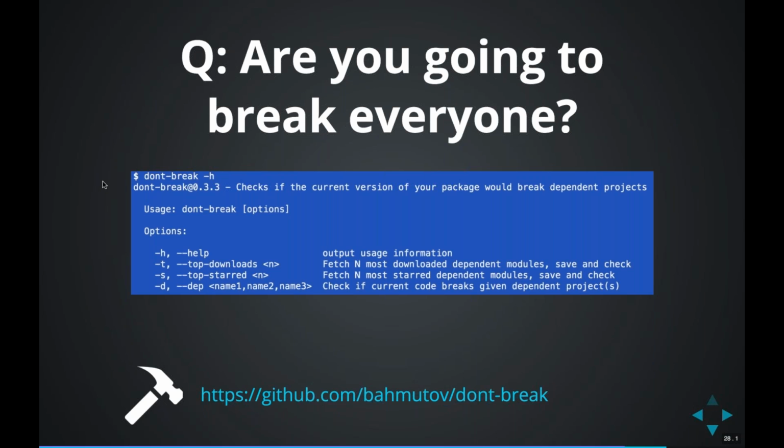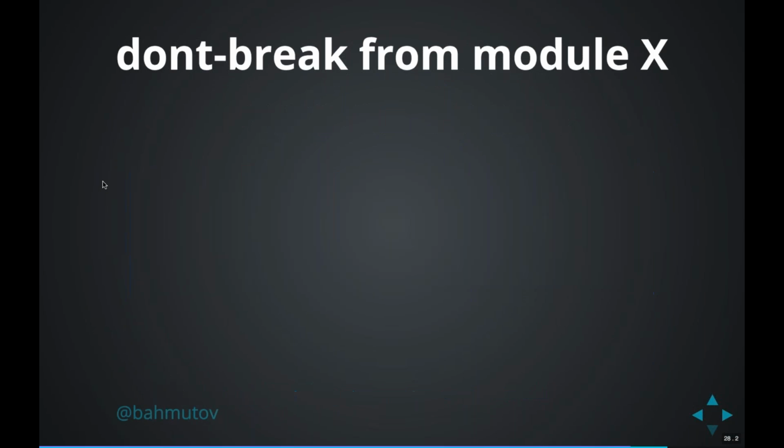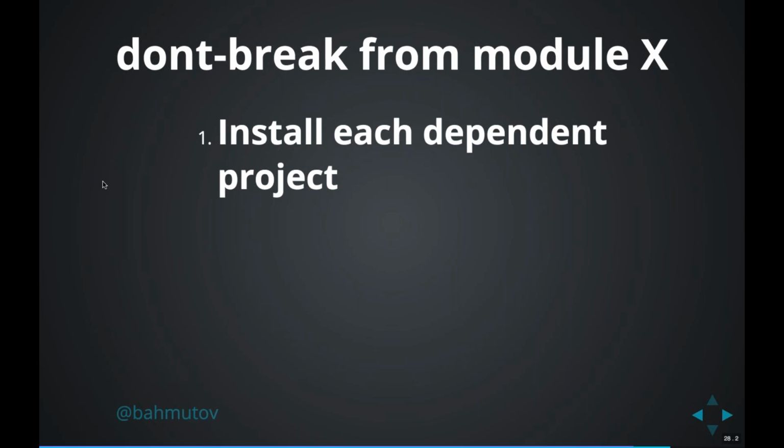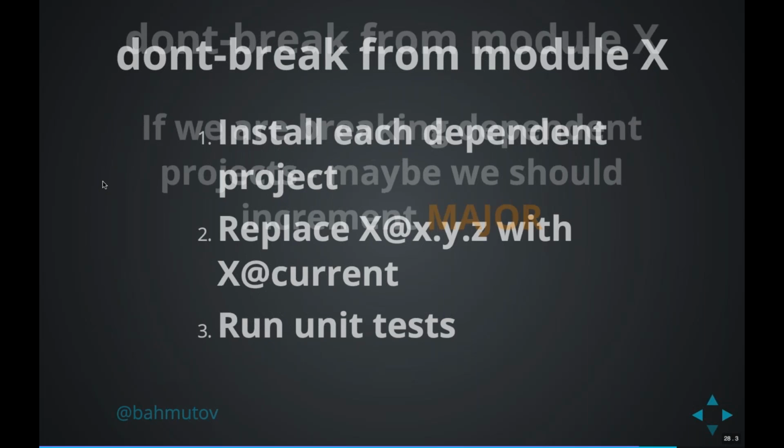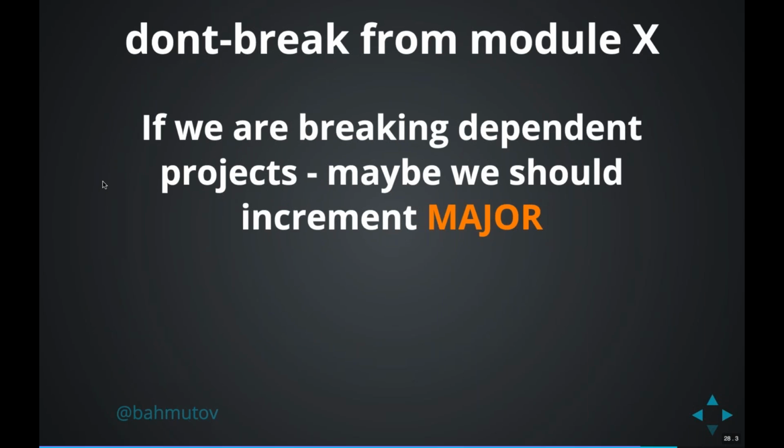And for example, you can test your library against 100 most popular projects from the NPM registry, or most starred or most downloaded. In case of Lodash, you can test the Lodash version before you actually publish it against thousands of projects that use Lodash. And the principle behind Don't Break is pretty simple. Let's say you run Don't Break from your module X. You install each dependent project that uses the current version of X. And then you replace the current version with the software that you are about to release. And then you run the tests for that particular module. If the tests pass, then everything is fine, feel free to push the module.